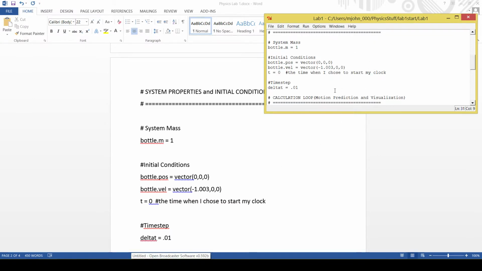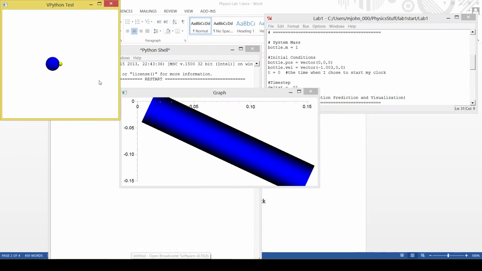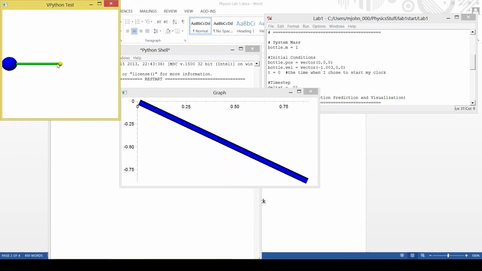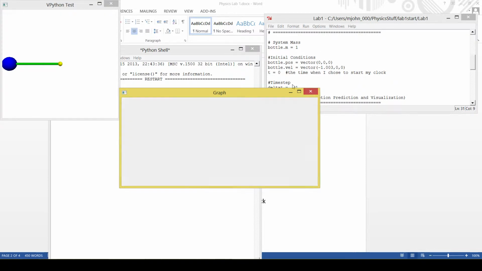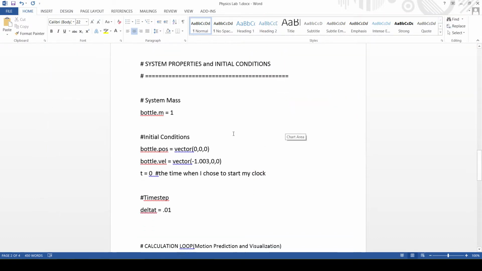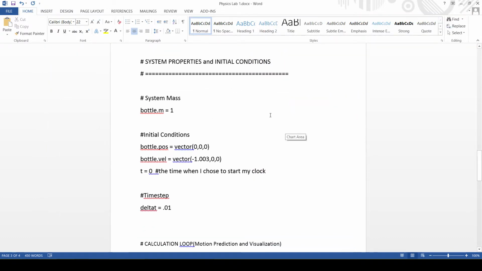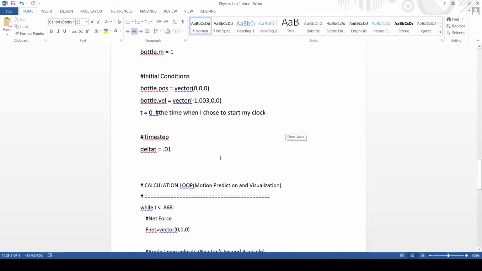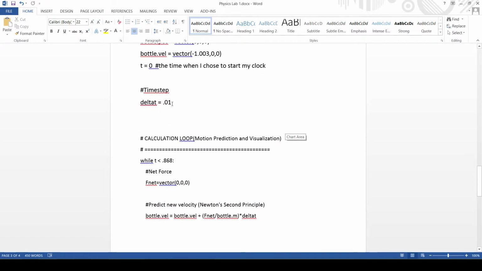Here's my Python code. As you can see, the object moves from right to left from the origin at constant velocity. The graph has constant negative slope away from the origin, just like my plot. Here's some of my code blown up in a Word document. As you can see, the bottle is given mass, an initial position at the origin, and an initial velocity, which I calculated using data. The time step is how fast or at what intervals calculations are taken.